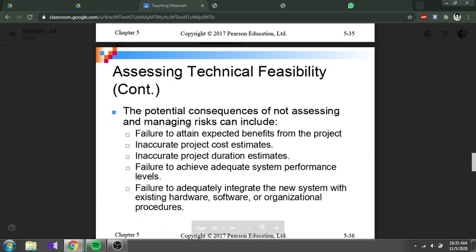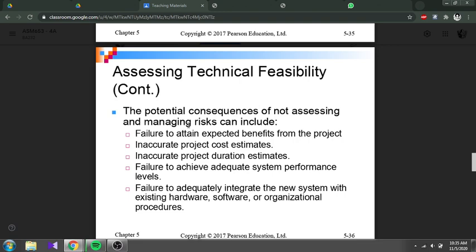Okay, assessing technical feasibility continued. The potential consequences of not assessing and managing risk can include the failure to attain expected benefit from the project, inaccurate project cost estimates. We may have spent more than what we have projected. Inaccurate project duration estimates. Okay, maybe we have a delay. Maybe we have to extend our project duration, which of course will cost more on our side. And failure to achieve adequate system performance level.